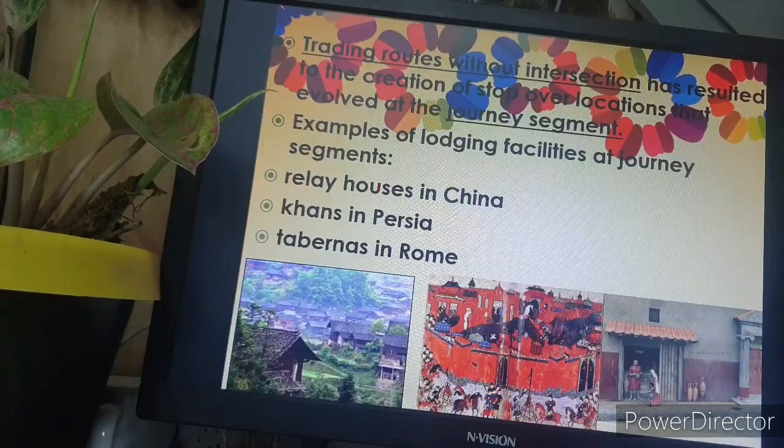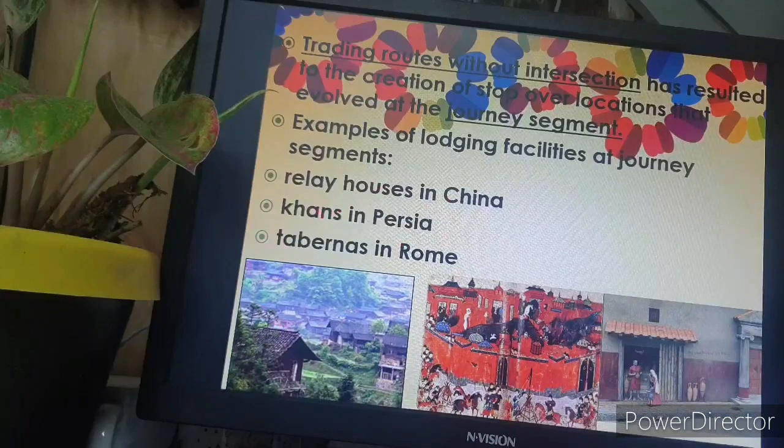Next in line, trading routes without intersection have resulted in the creation of stopover locations. We have 3 examples, like relay houses in China. They noticed that we have a lot of travelers, so why not come up with an accommodation or an inn? That's why they started the relay houses in China. Then khans in Persia, which we discussed already under Marco Polo, wherein khans means primitive inns. Tabernas also in Rome. That's why you will encounter the word tavern. A tavern is a small inn.